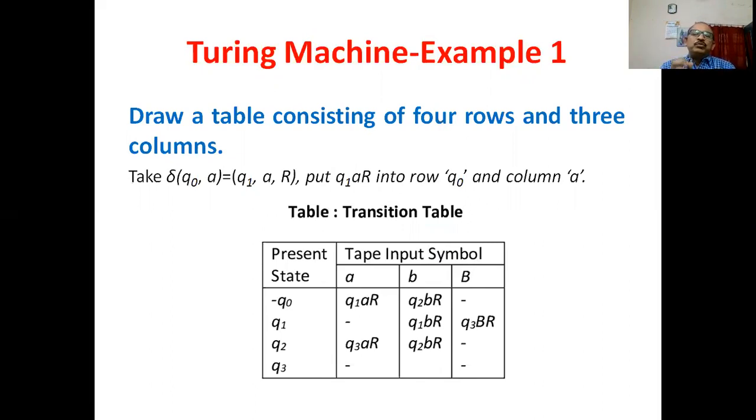So we have to draw a table of rows and columns. The number of rows is equal to the number of states in the machine, and the number of columns is equal to the number of symbols in the tape alphabet. So this way we can make a transition table for a given Turing machine. Now, next point.